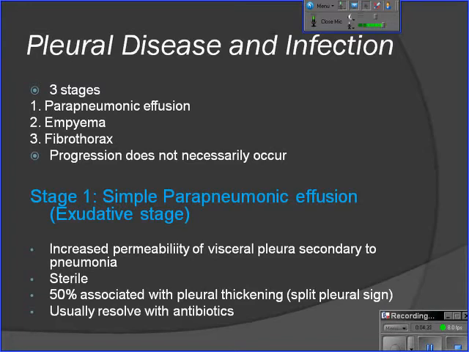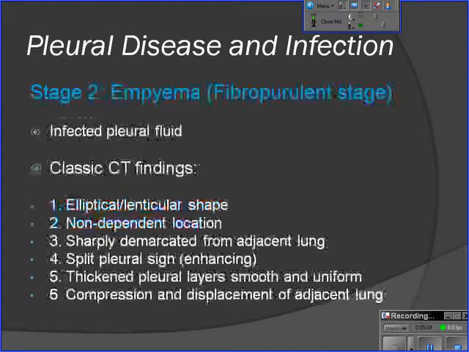So the first stage is a simple peripneumonic effusion. It's also called an exudative stage, and that's when there's increased permeability of the visceral pleura secondary to a pneumonia. And at this point, the pleural fluid is still sterile. It can be associated with pleural thickening, and something called a split pleural sign can be seen in this, and that's when there's thickening of the visceral pleura, thickening of the parietal pleura, and then fluid in between. And these simple peripneumonic effusions usually resolve with antibiotics.